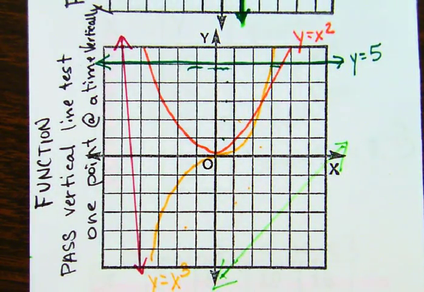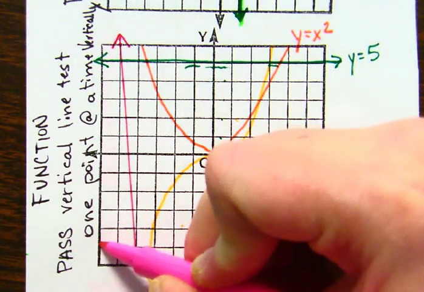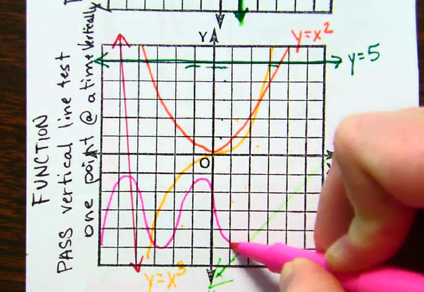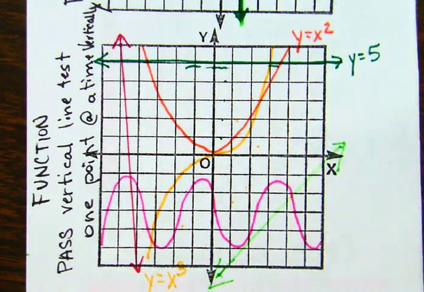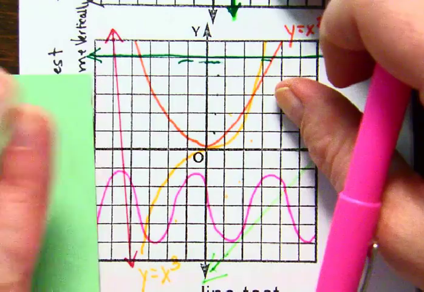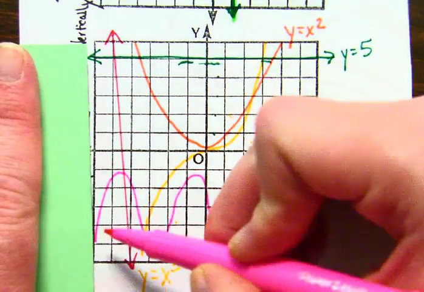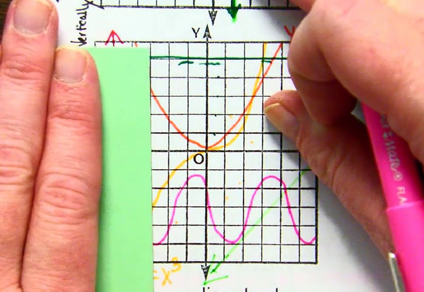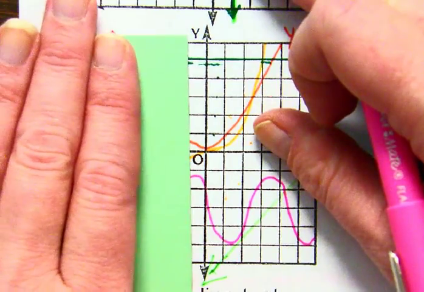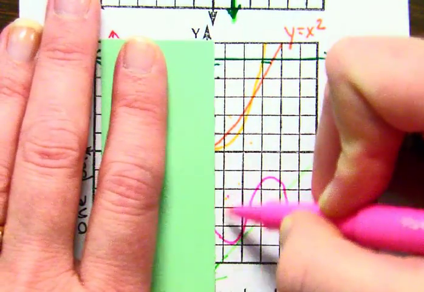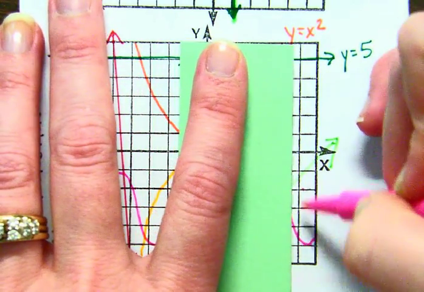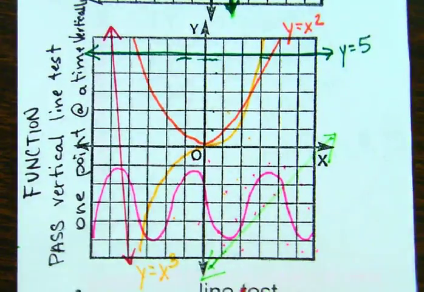I could also have some squigglies. So squigglies, waves. Be careful as you draw those. Passing over the pink line, it's touching one point. It's only touching one point at a time. Okay? So that's still a pass, it's still a function.